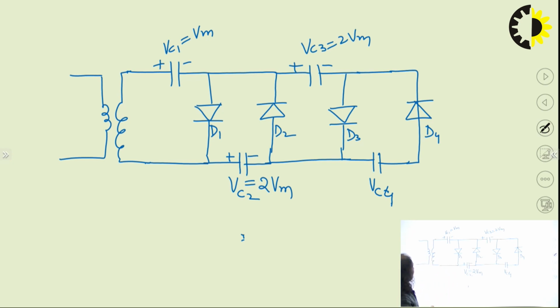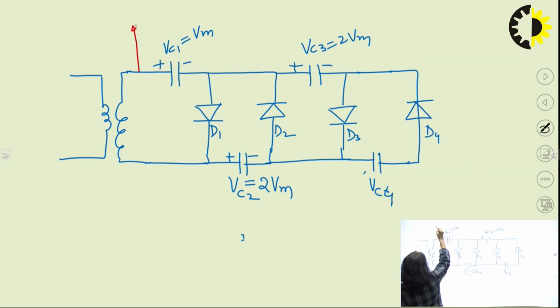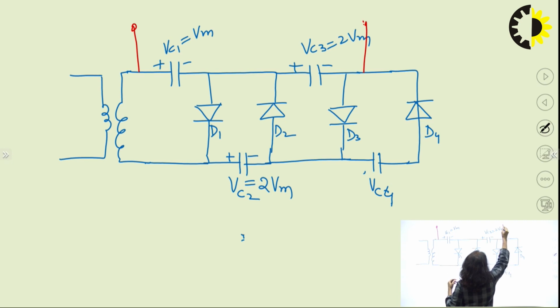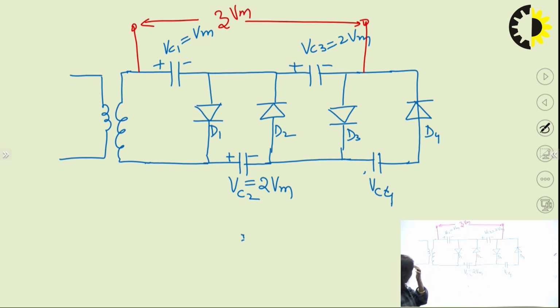Up to this point, this is the voltage tripler circuit. If you want to convert this to the voltage quadrupler, then we have added here one pair of diode and capacitor in the circuit. So here when we measure the voltage between these two terminals, then it is 3 Vm.